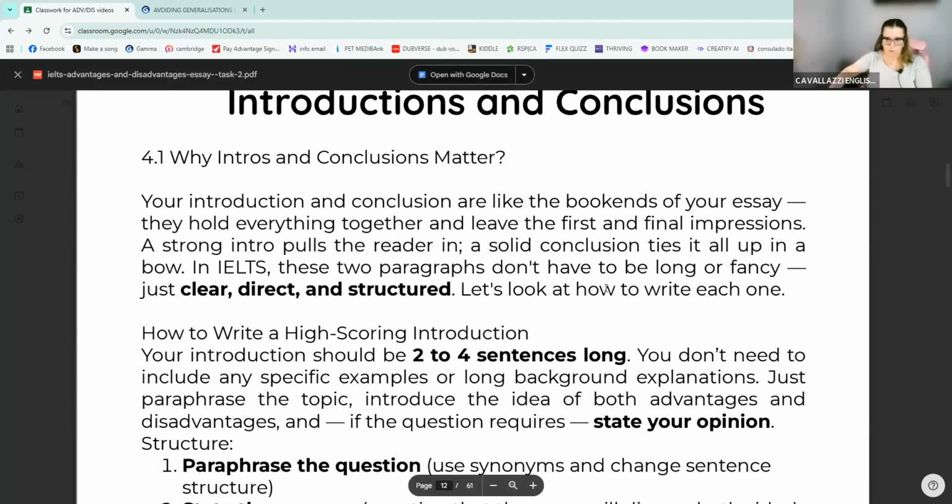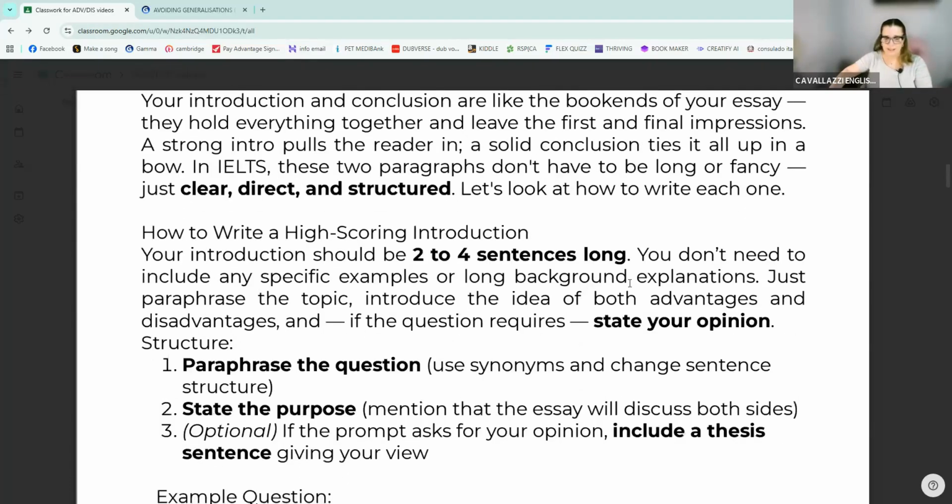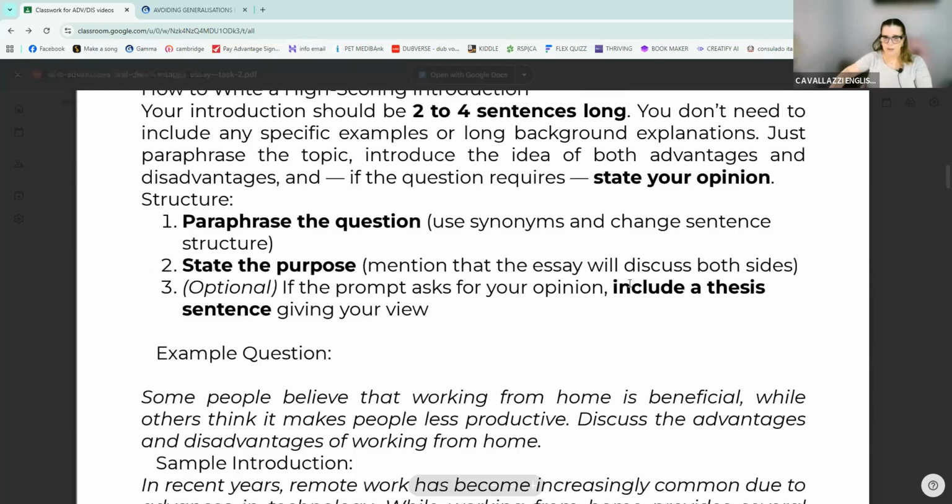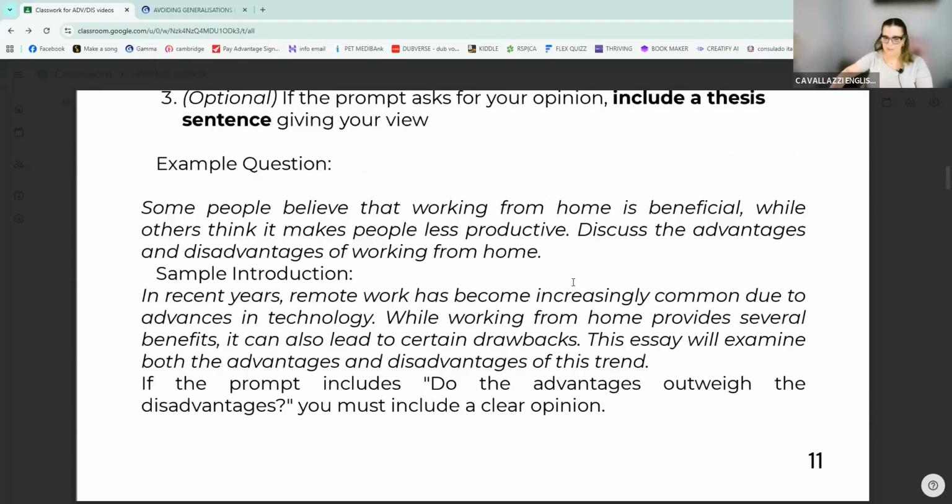We also have to avoid repetition. And here it talks about how to prepare an introduction for the phrase: state the purpose. And here it includes the thesis, which are the 2 topics you're going to talk about in the paragraphs, okay?